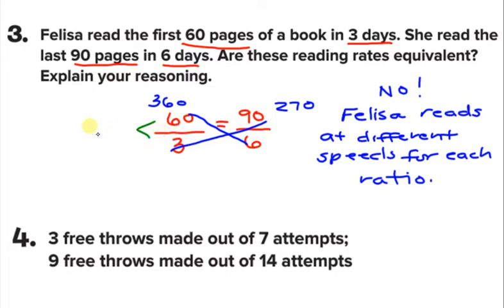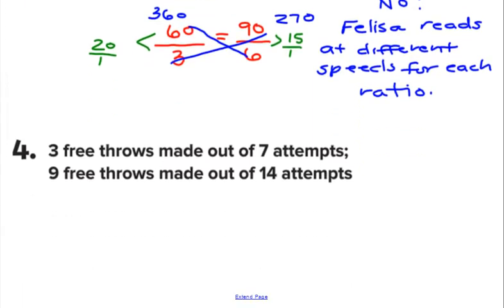If we want to get even more specific, you could then find the unit rate here. 60 divided by 3 is going to be 20. That means here that she reads 20 pages per 1 day. And if you find the unit rate here, she's going to read 15 pages per 1 day. So in the beginning, she actually read quicker.